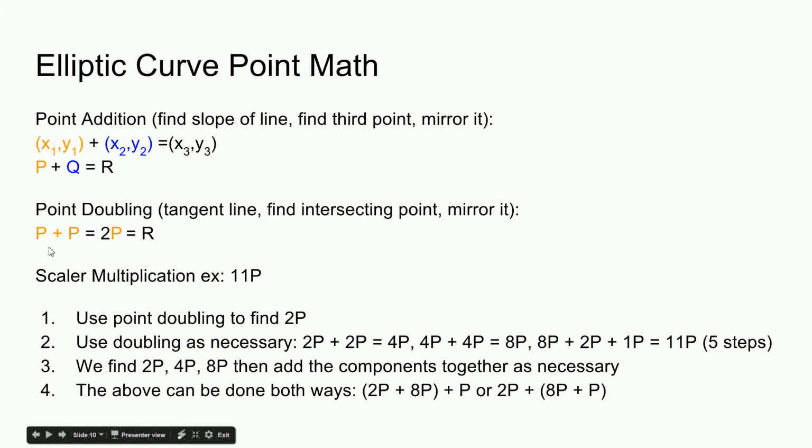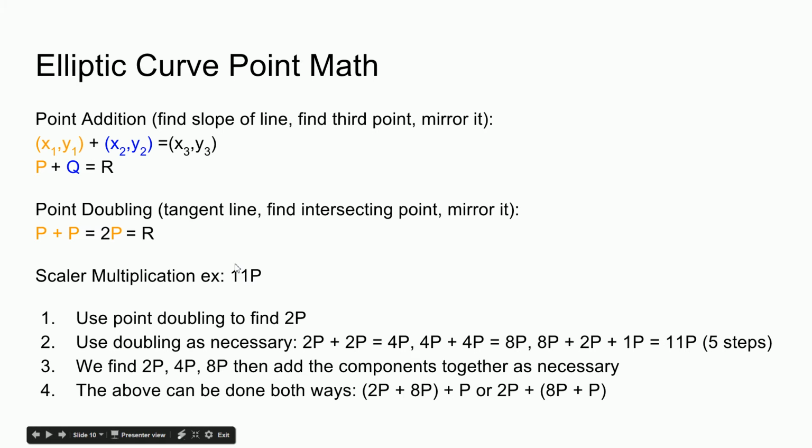Also, point doubling, a point plus itself, which is referred to as 2P if you think about it, 2 times that point, gives you some resulting point. So those are the two concepts of point math in elliptic curves, and with that we could do some interesting things. For example, if we can do 2P, well, we can do 3P, or in my example 11P, 11 times P, or adding P to itself 10 times.